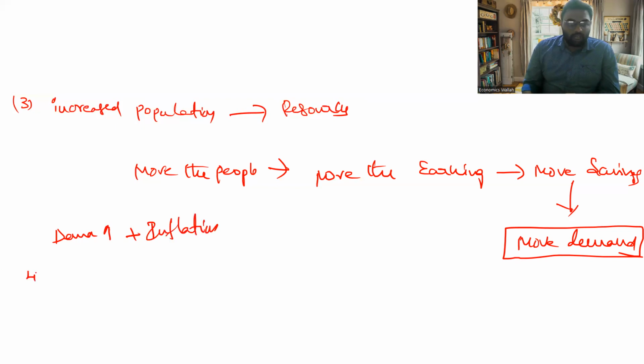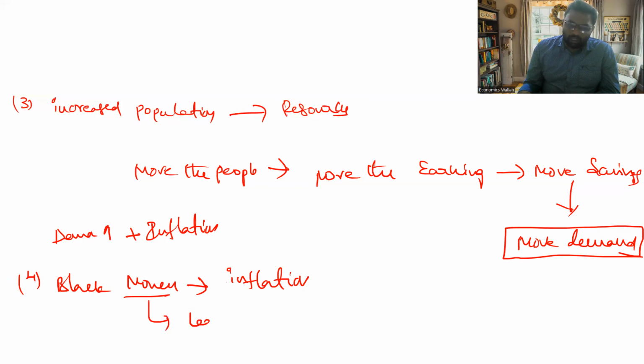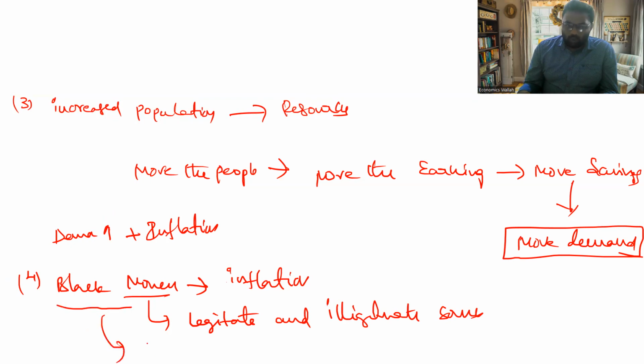And the fourth one is black money. Black money is also one of the main aspects of inflation. Black money comes from legitimate and illegitimate sources of income. If your money is under-reported to the government and tax authorities, the leftover money you have with you can be used to buy gold or properties.